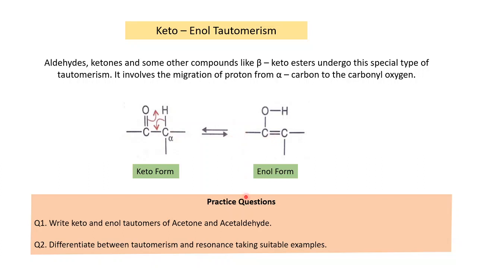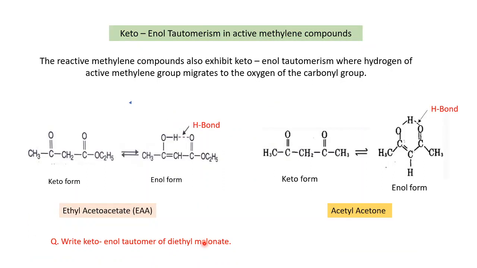So here are some practice questions for you. You need to write keto-enol tautomers of acetone and acetaldehyde, and you have to differentiate between tautomerism and resonance, taking suitable examples. We will discuss these questions in our next lecture. Another important question is to explain keto-enol tautomerism in active methylene compounds.